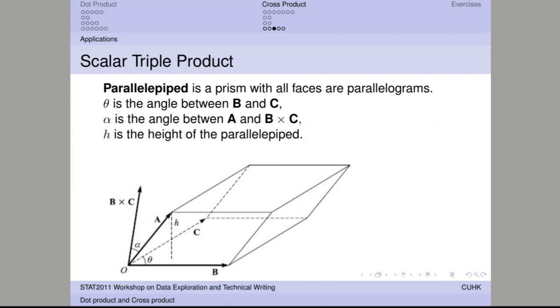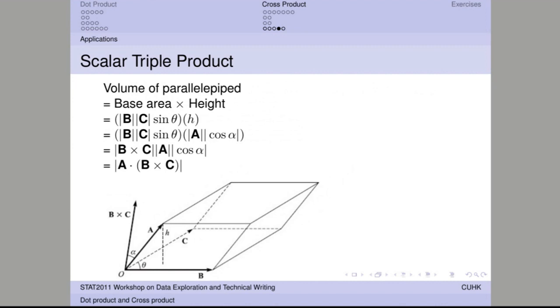The second application is the calculation of the volume of a parallelepiped by the scalar triple product. A parallelepiped is a prism with all faces being parallelograms. Regarding the figure, theta is the angle between vectors B and C. Alpha is the angle between vector A and the cross product of B and C. And h is the height of the parallelepiped. The volume of the parallelepiped equals the base area times height, which is the length of B times the length of C times sine theta times h.